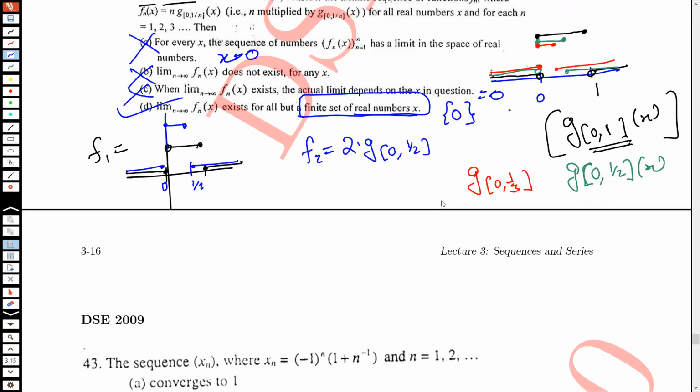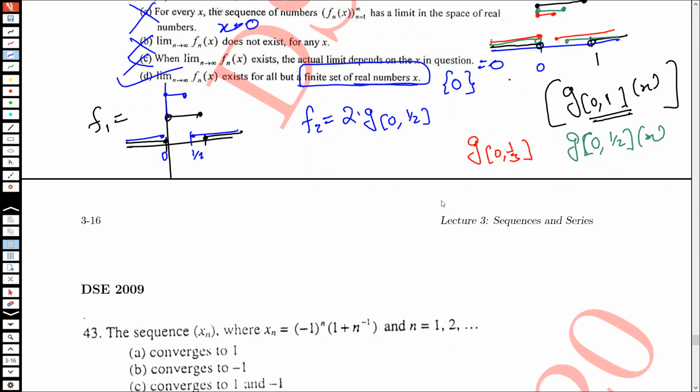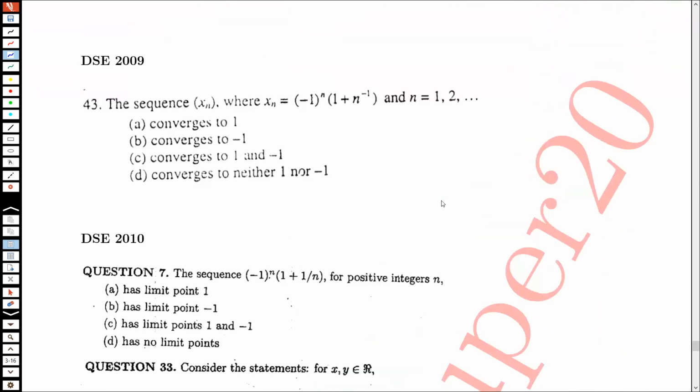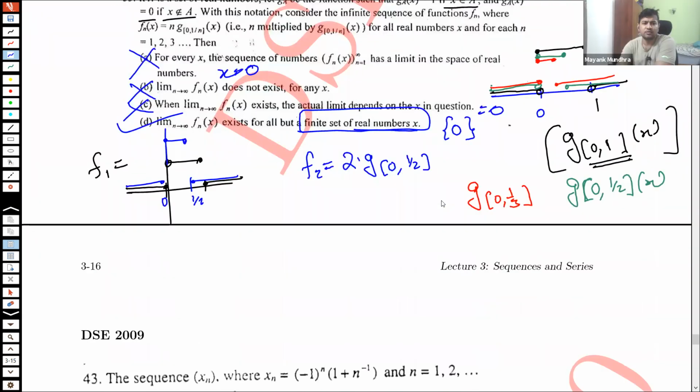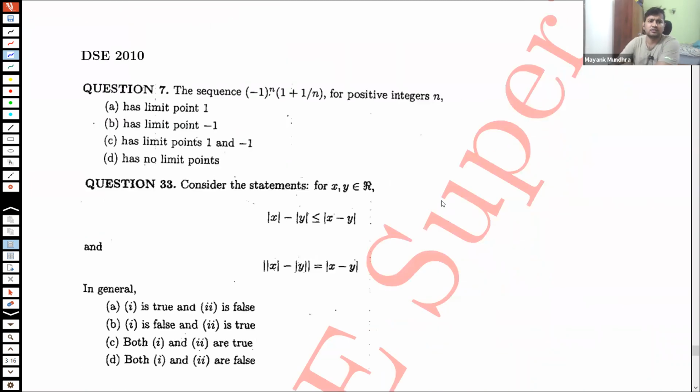Okay, sir. Sir, question number 7 from 2009. I mean, you mean 2010, I guess. The sequence (-1) to the power n, times 1 plus 1 by n. Okay, so let's start the sequence. Have you written down the sequence? This is basically (n plus 1) upon n, right?